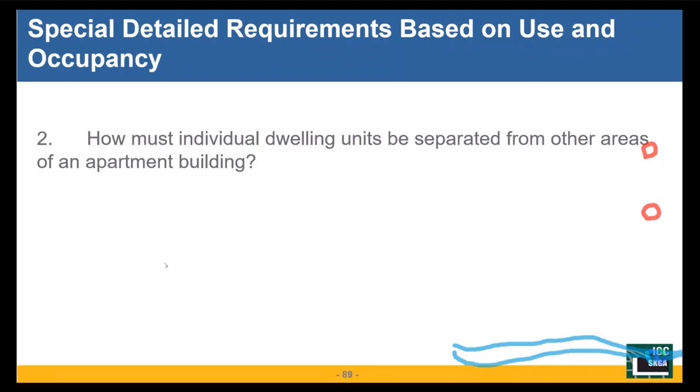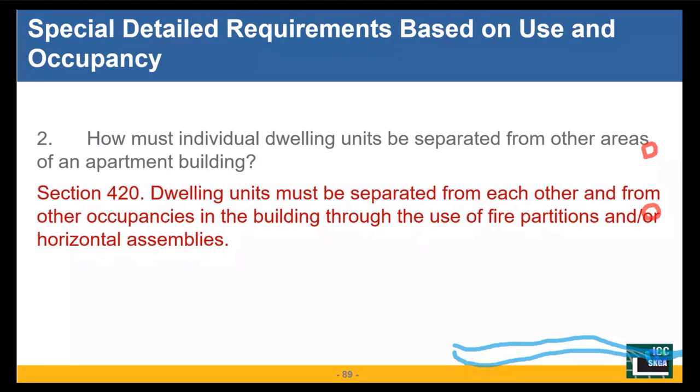Another question, how must individual dwelling units be separated from other areas in an apartment building? And this has nothing to do with occupancy separation. It's a special detailed requirement in section 420. Dwelling units must be separated from each other and from other occupancies through the use of fire partitions or horizontal assemblies. We all know this is 1 hour separation required.